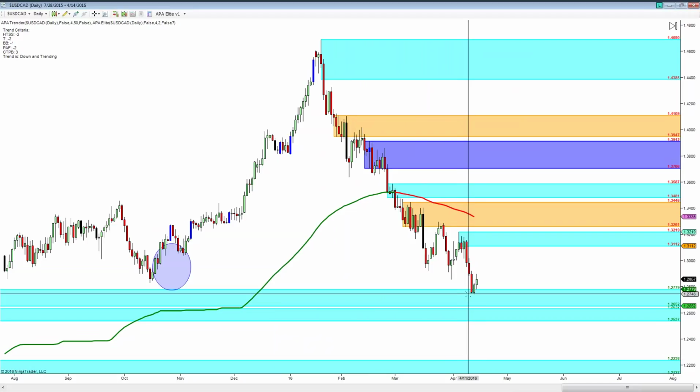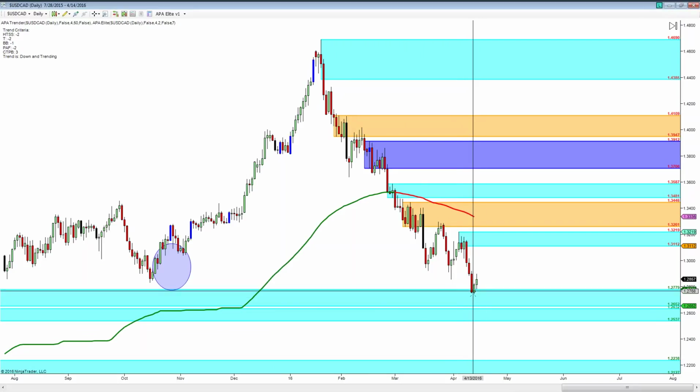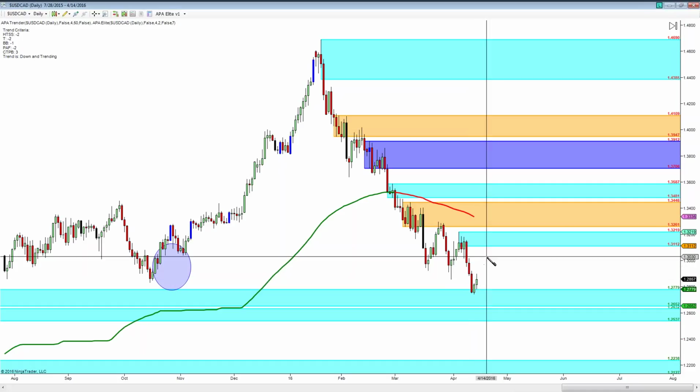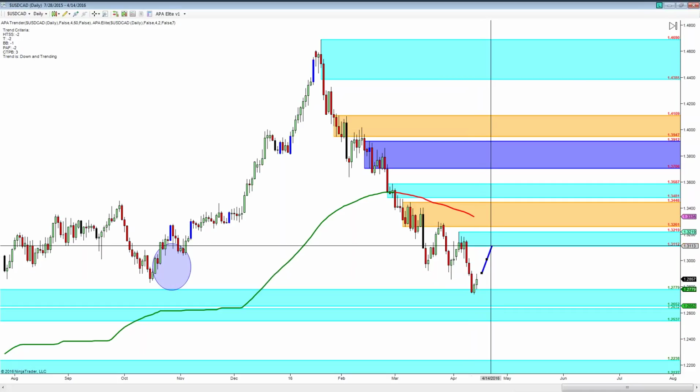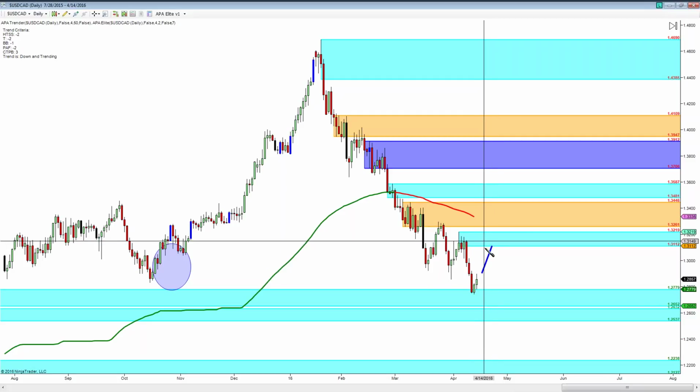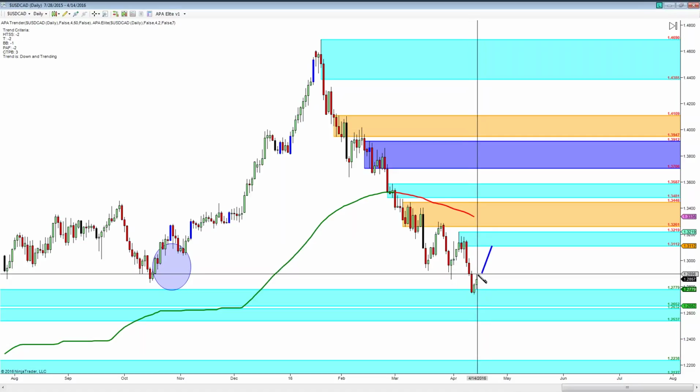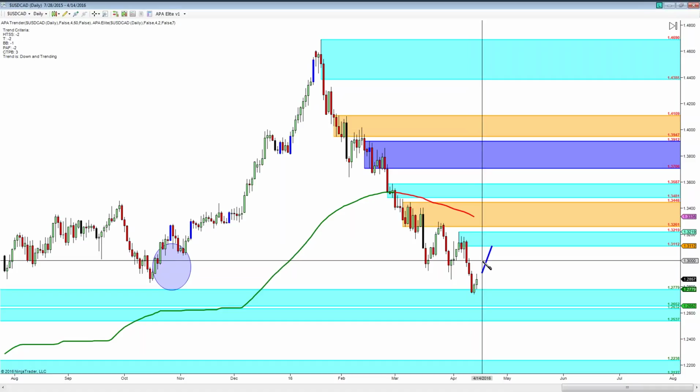Here we are at this daily demand, getting a little retest off of it. Now, since the trend's down and we want to play the trend, as the trend's our friend, we're waiting to see price react off of this level up here. We want to see price react off this level up here. Will it get there? We'll just have to wait and see.